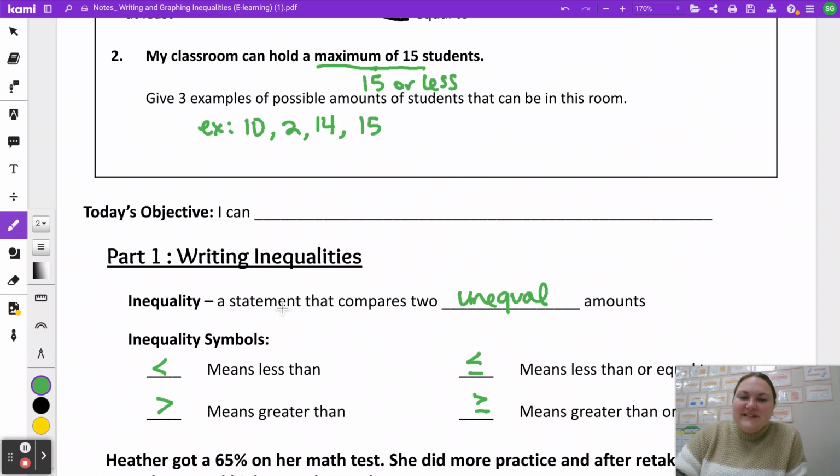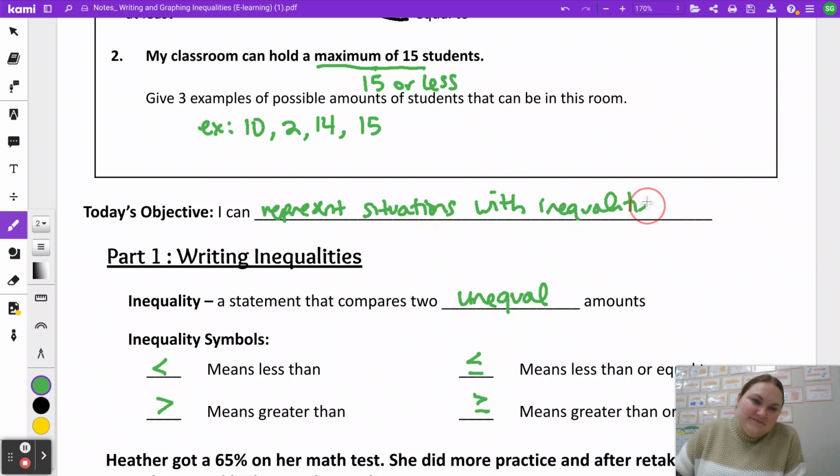So our goal for today is we're using inequalities. We're using these symbols to help us do two things. I can represent situations with inequalities and graph the solutions on a number line. So two parts to today.